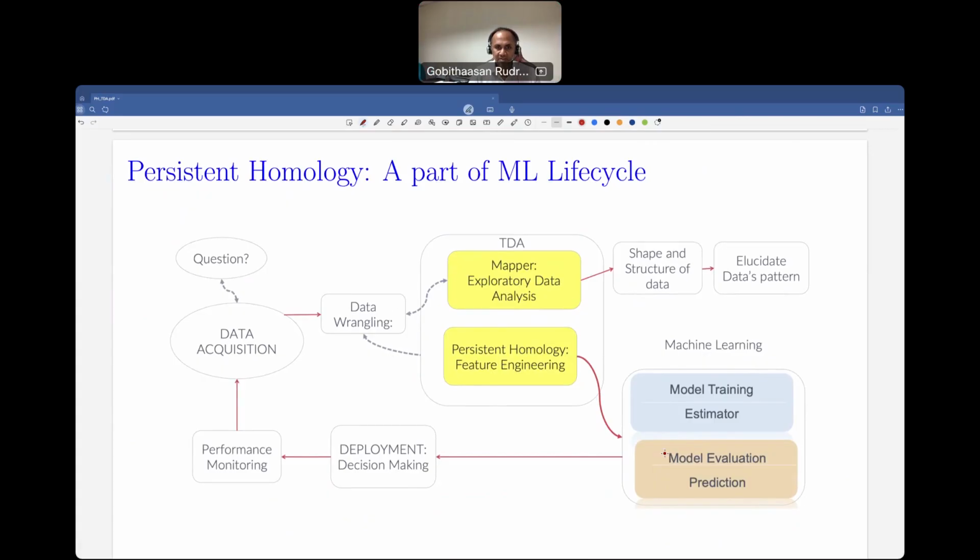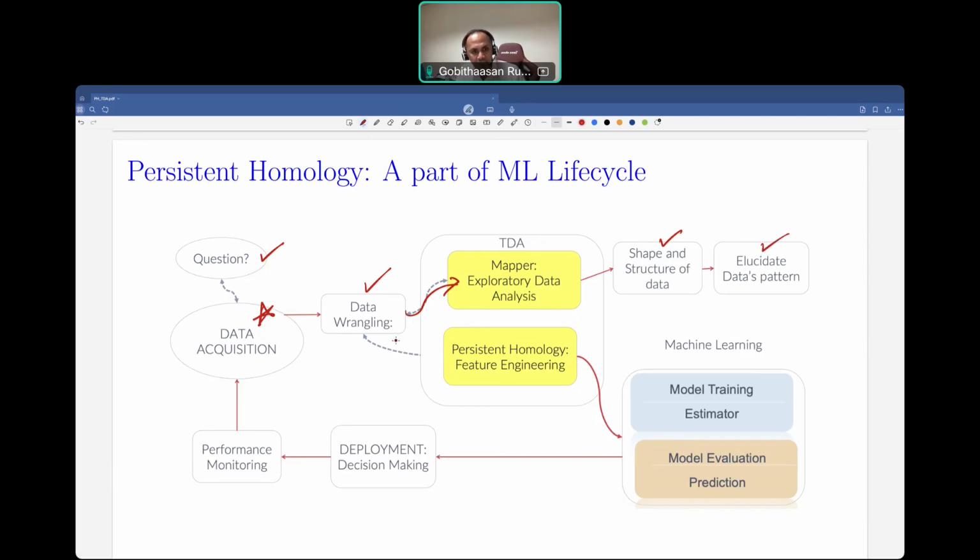So the first part: you have your question that you want to figure out, and based on the question, you collect your data, and then of course you clean your data. Once you clean your data, you might want to do EDA, exploratory data analysis, with Mapper, in which by constructing a Mapper graph of your data, you would be able to see the shape and structure of your data, and you would be able to elucidate the data's pattern, how it is clustered, etc. So that is the first part that we saw in the previous lecture.